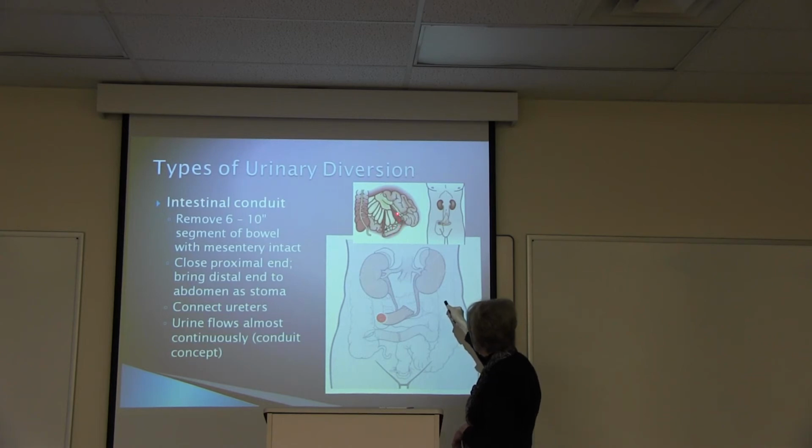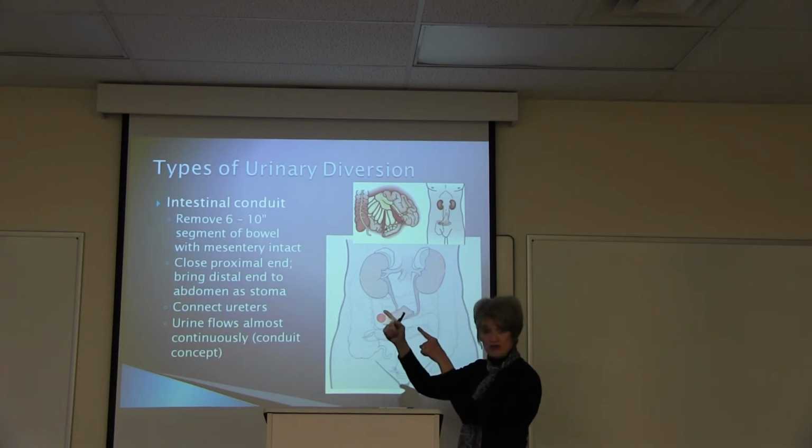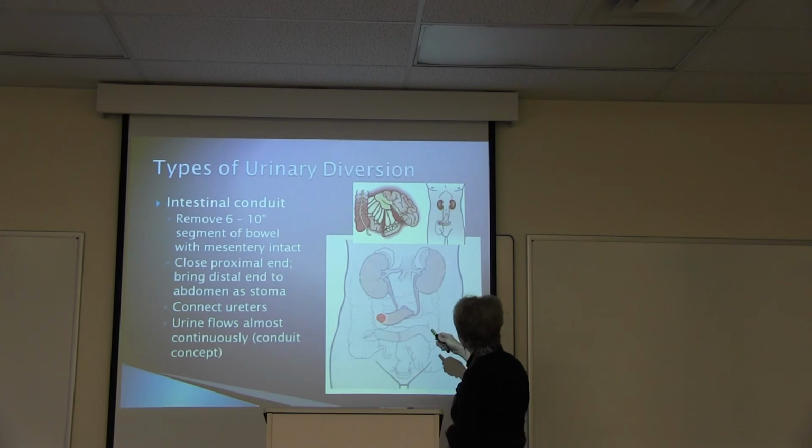Then you're going to make an incision here and here. You're going to remove that little section of ileum. Notice that you leave the mesentery intact. So you make an incision into the mesentery to free up the section of mesentery that provides blood supply and innervation to this little section of ileum.